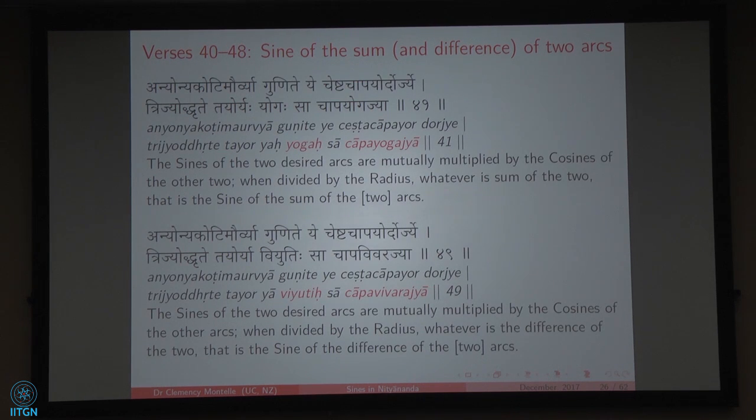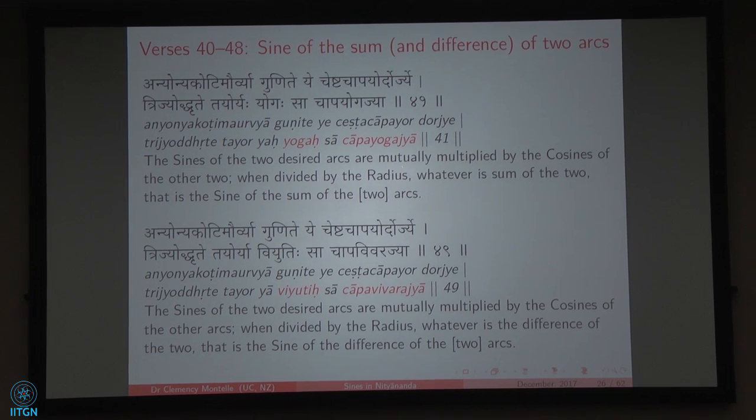And in the verses of Nityananda, it's almost as if he's playing with us very beautifully. If you read them, Anyonya Kotimarvya, they are almost identical, except at the bottom where he uses yogaha, which means sum, and for the difference he uses viyutihi. So you've got two verses for the price of one, as long as you know where to put the right word, sum or difference. Very clever poetic skills Nityananda has.